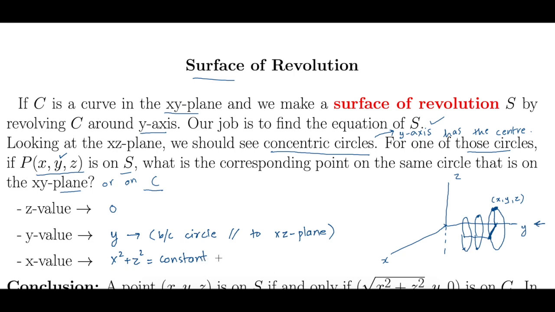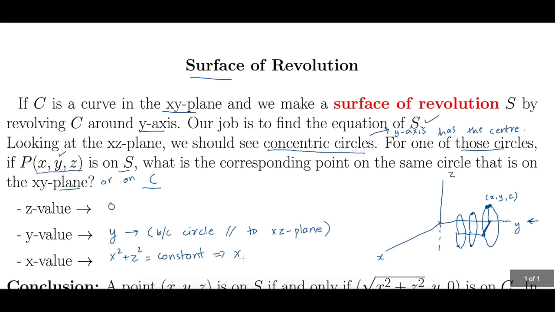Then what is this constant? Let's say the point is x1. So I can also say x1 squared plus, what is the value of z? Z is 0. This is also equal to the constant, correct? So this means x1 squared is the constant itself. So I can say x1 squared here. This means that x1 is none other than the square root of x squared plus z squared.